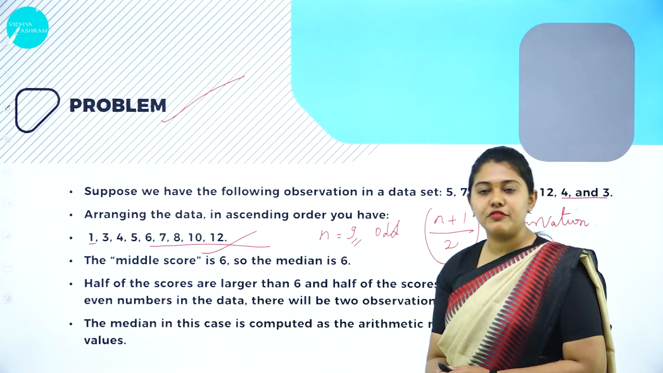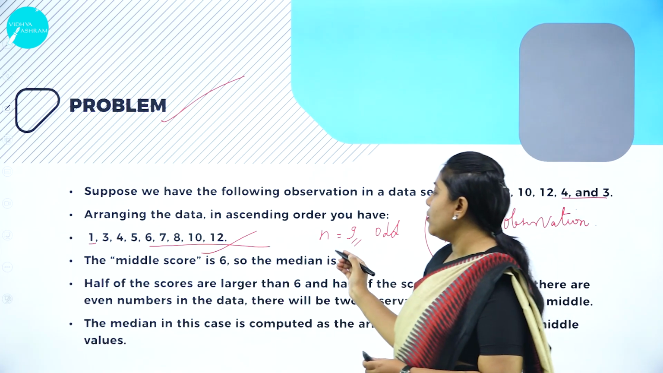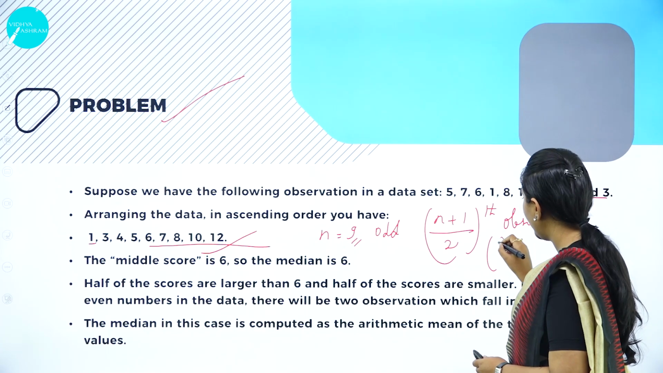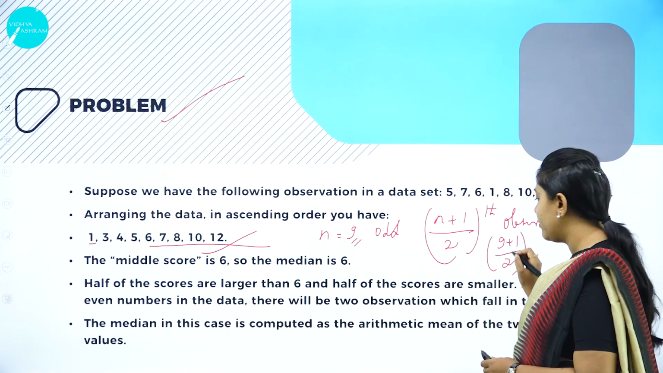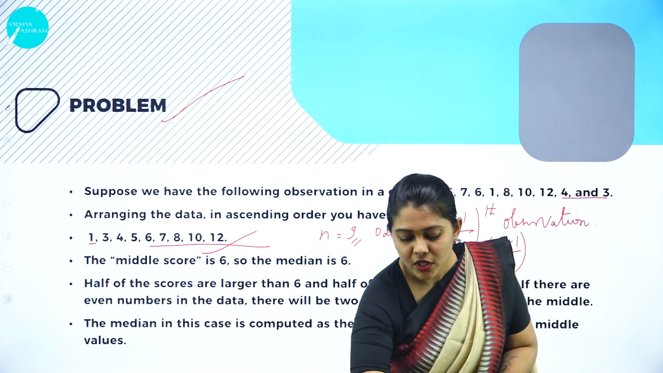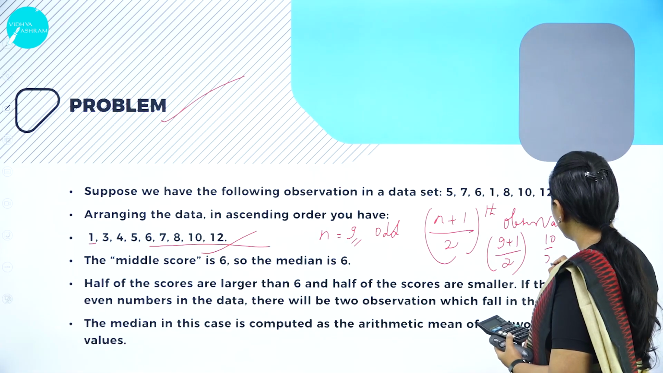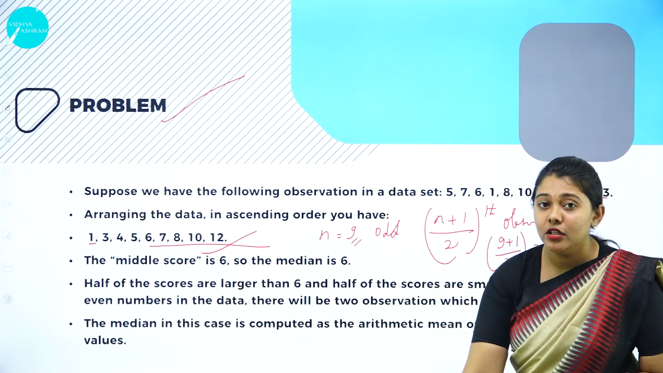So this is the formula for the problem. Now the 9th item. So n is what? 9. 9 plus 1 divided by 2. Let's use the calculator. 10 divided by 2, the answer will be 5.